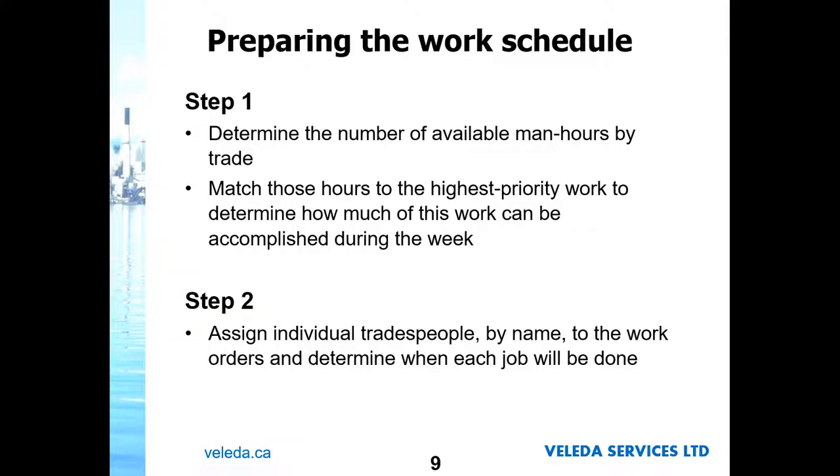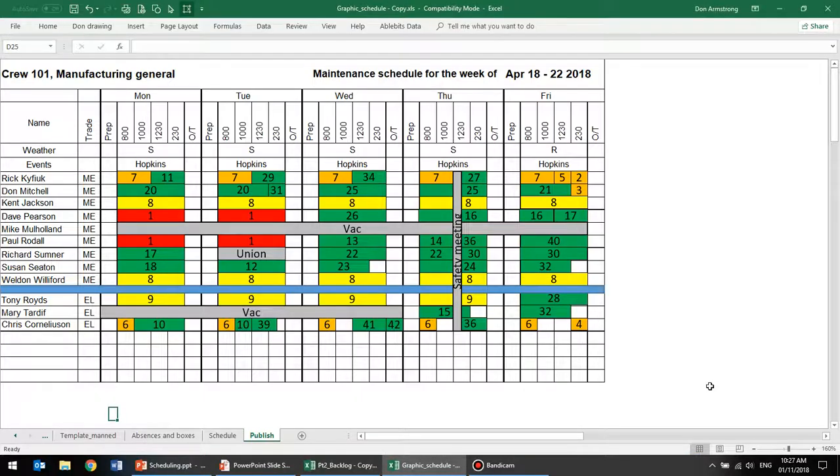But we know this, we can go to the next step, which is to assign individual tradespeople by name to the work orders and to determine when each job will be done. And we'll end up with a schedule that looks like this. So let's have a look at how we can do that.